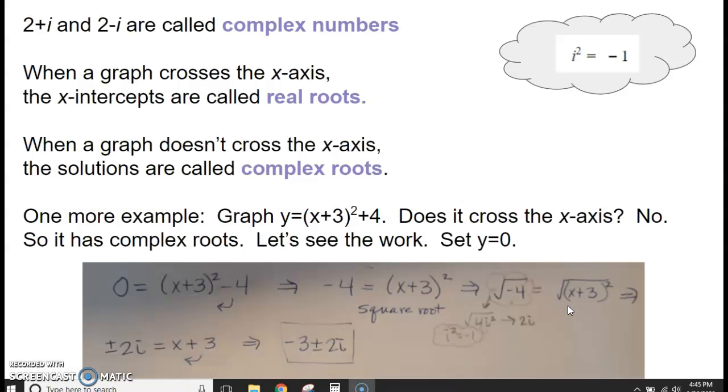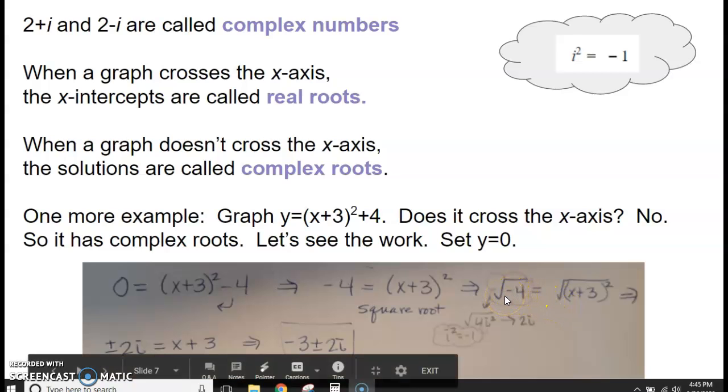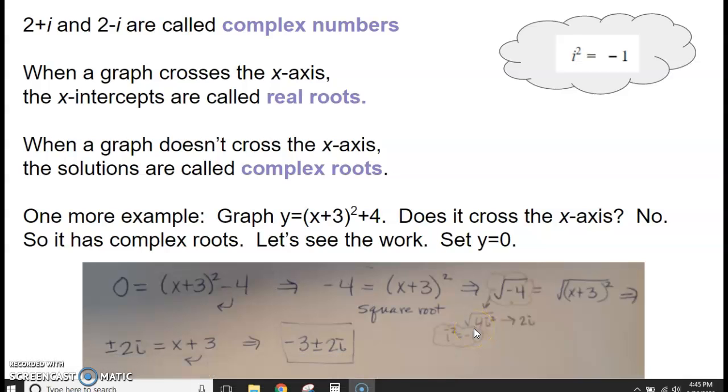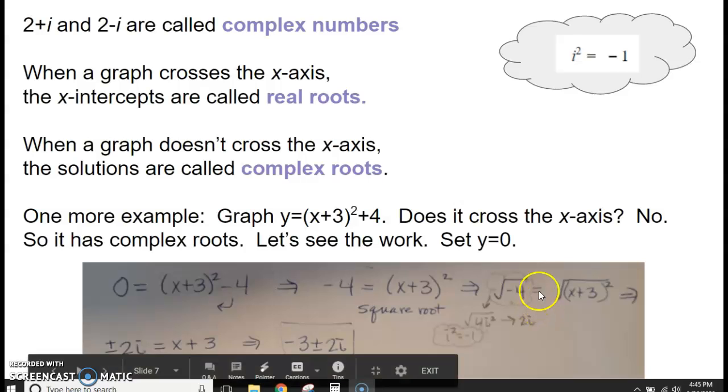Again, I need to simplify the square root of negative 4. So a negative 1 is the same as i squared. So this can be rewritten as the square root of 4i squared. I take the square root of 4, I get 2. I take the square root of i squared, I get i. So this left side here is 2i. And because I introduced the square root symbol to the problem, it is plus or minus. So plus or minus 2i equals x plus 3.